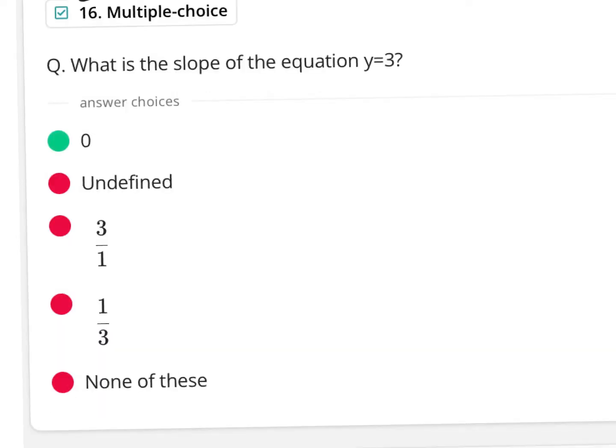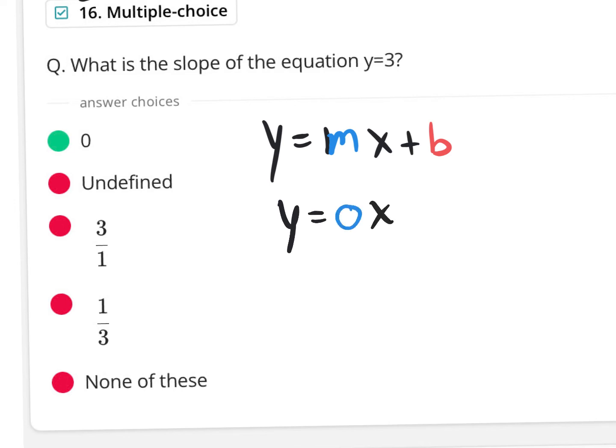What is the slope of this equation? Well, one option is to look at it in terms of y equals mx plus b, and as you could see, there is no x term right here. That's just the number, and that number is the b value. Because there is no x term, I could think of it as y equals 0x plus 3, right? So what is the slope? Well, the slope is 0.